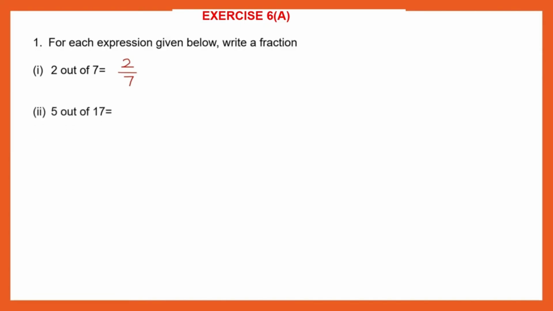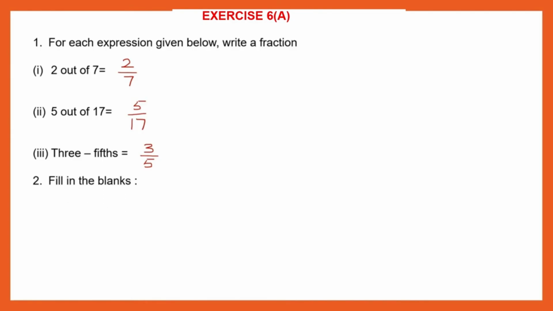Moving on to question 2. Make a fraction out of 5 out of 17. 5 is your numerator and 17 is the denominator. So our fraction is 5 by 17. Question 3. 3 fifths. So our numerator is 3 and our denominator is 5. So the fraction is 3 fifths.